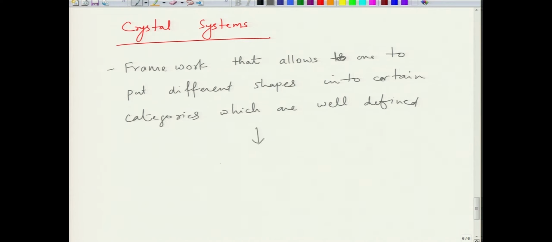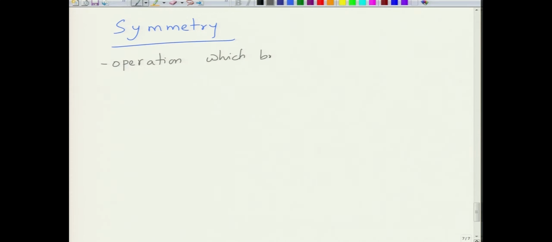And for this we take the help of symmetry. Now, for a lattice, there are certain symmetry operations that one must be able to perform. What is symmetry? Symmetry is basically an operation which brings an object into self coincidence.